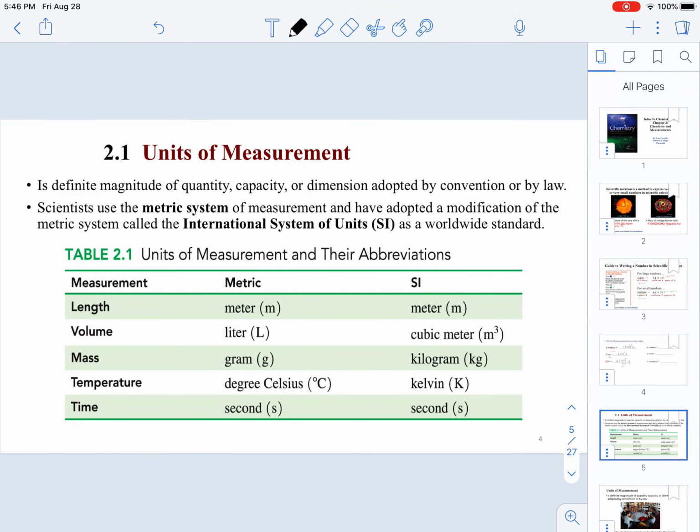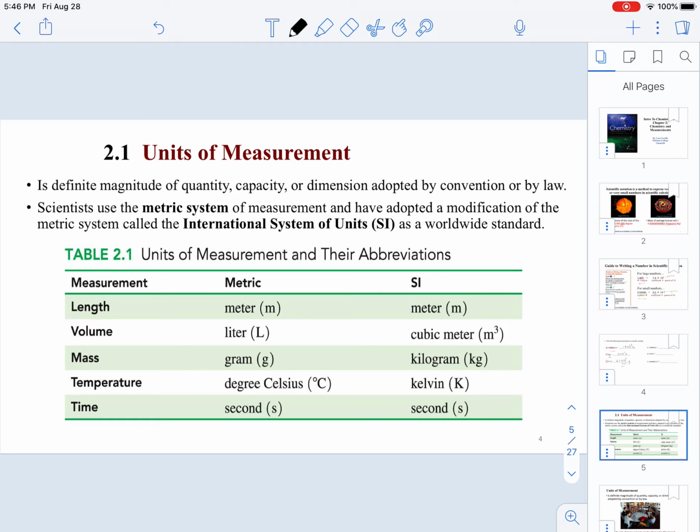Now, the next topic that we're going to cover is going to be the units of measurement. A measurement is a definite magnitude of quantity, capacity, or dimension adopted by a convention or by law. That is just the basic definition. So understand that measurements are going to be used by scientists in the metric system, and there's also a modification that has been adopted that is called the International System of Units, in other words, the SI system. And again, these are standards that are utilized worldwide.